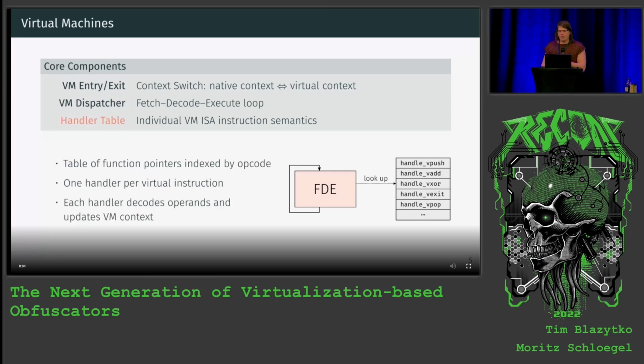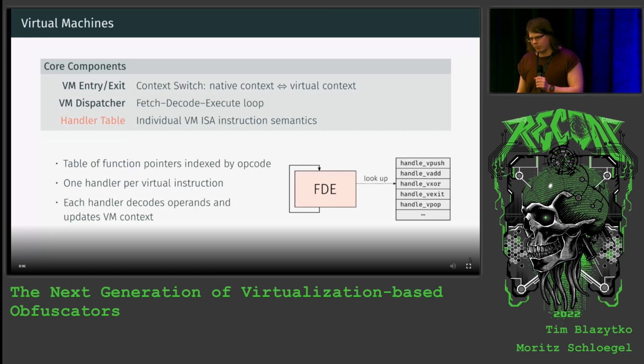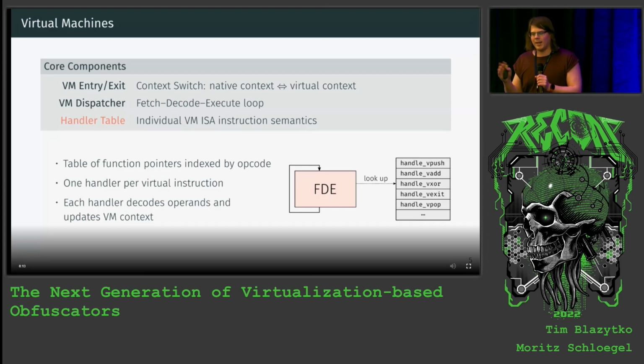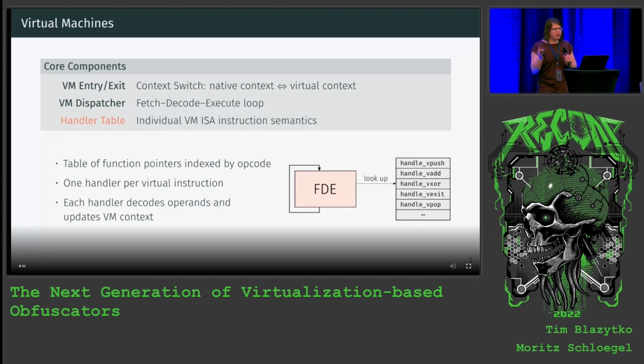Typically, there are a few hundred handlers in a VM, and these handlers are stored in a central data structure, which is called the handler table. The handler table is an array of function pointers, where basically all the handlers, all the VM semantics are included.